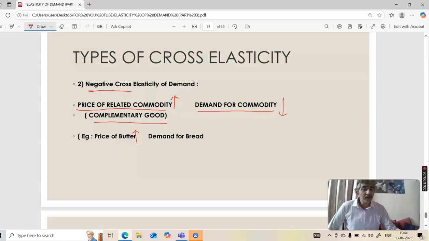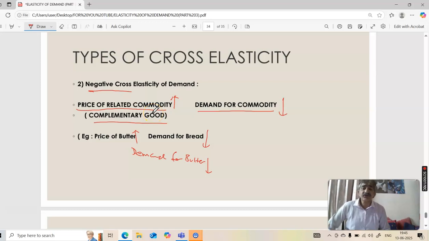Demand for bread will not rise, it will fall, because bread is used along with butter to make sandwiches, and as the butter has become costly, it has increased the cost of preparing sandwiches daily. So one thing which is missing is, as the price of butter rises, what will happen to the demand for butter? Demand for butter will fall, and demand for bread will also fall. The reason I've told you.